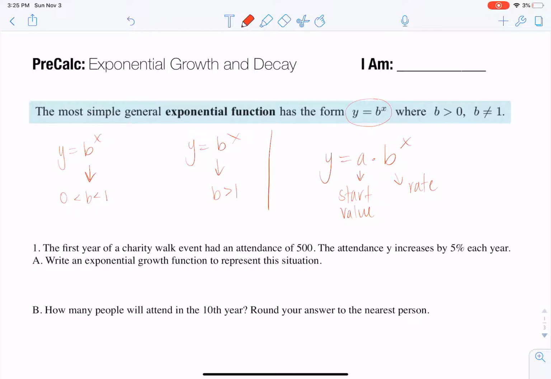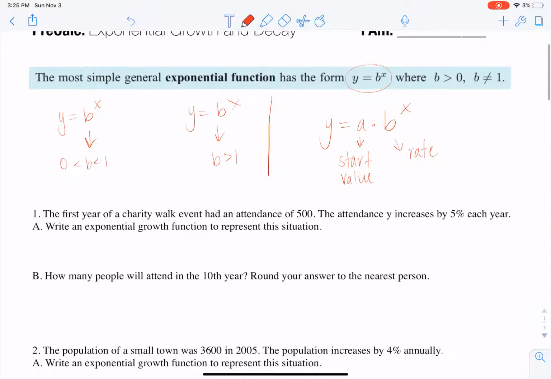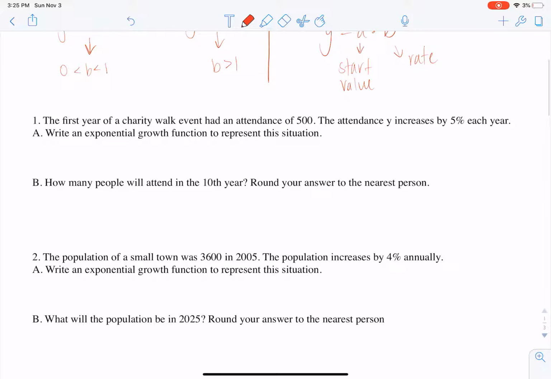So I think once we do a few examples, it will make a little bit more sense, but let's take a look here. It says the first year of a charity walk event had an attendance of 500. The attendance y increases by 5% each year. Write an exponential growth function to represent this situation.